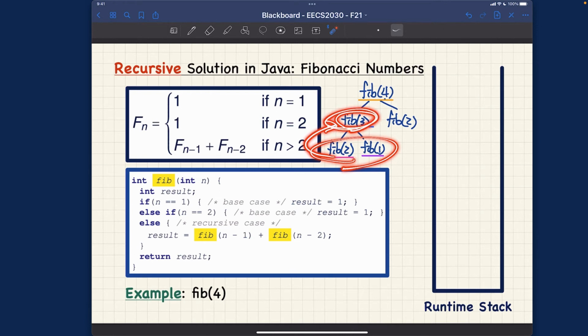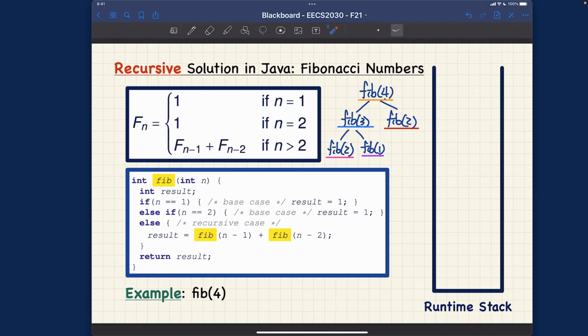And once this one is actually known to us, we can move to the right about Fibonacci of 2, which is also a base case. And we're going to calculate this one as well. Let me use red over here. And once we calculate Fibonacci of 2, once it returns, we can calculate these two together. And once we know these, we can go back to Fibonacci of 4. And that one there is going to be the result for the summation of these two.